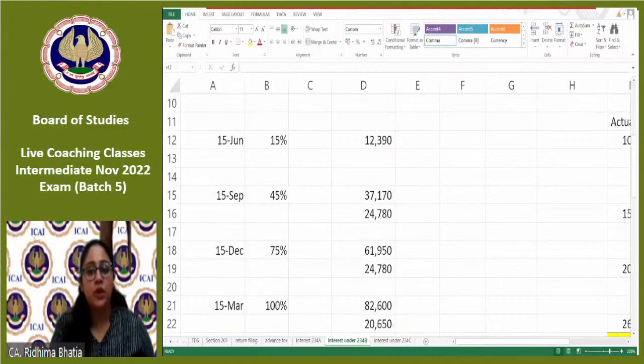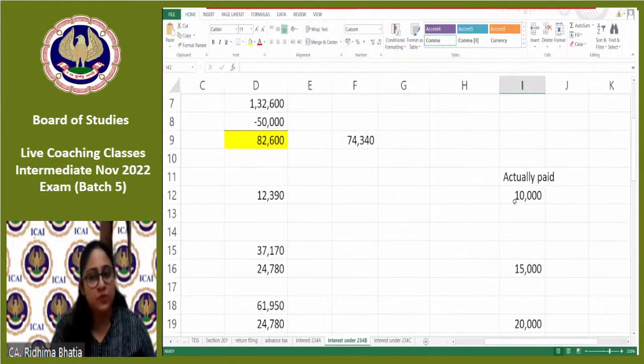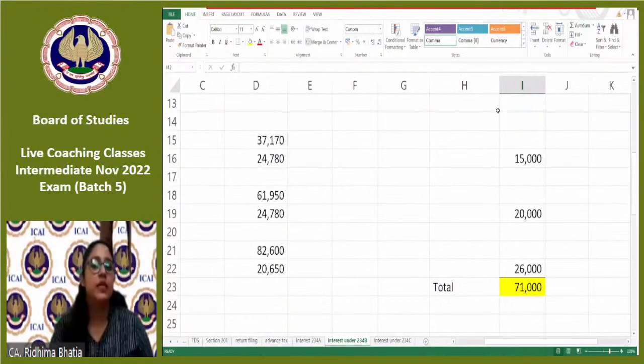But now actually what happened, I deposited only this much amount. So in the first installment, I deposited 10,000. In the second installment, I deposited 15,000. In third, I deposited 20, and in fourth, 26. So total 71,000 has been deposited.